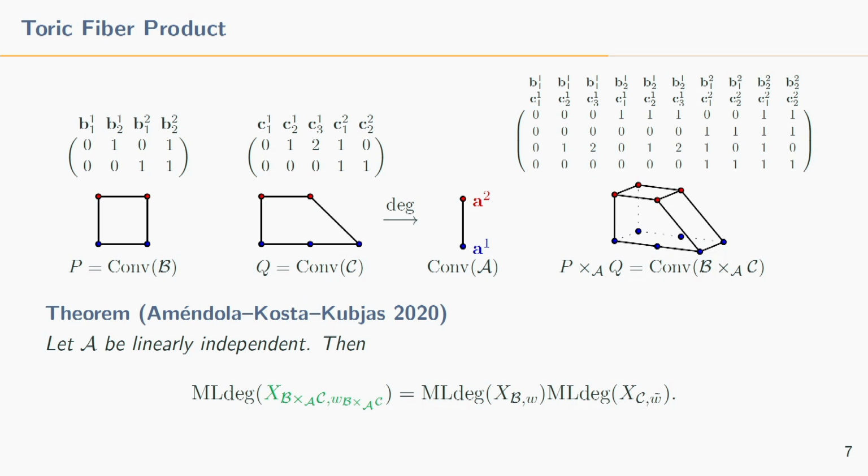So this is a theorem by Carlos and co-authors, and it says that, assuming that A is linearly independent, so for example, we take A to consist of standard basis vectors, then the ML degree of this toric fiber product variety is the product of the ML degrees of the toric varieties associated to the polytopes. Okay?